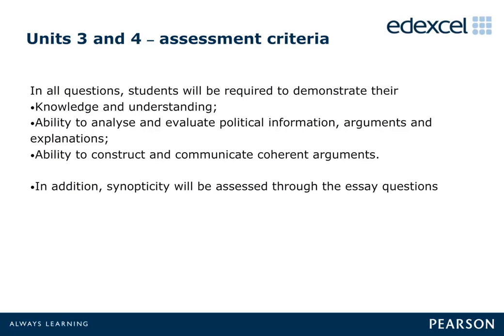Here are the assessment criteria, which are again common to all routes on both papers. The first 3 criteria will be familiar to you from AS: knowledge and understanding, analysis and evaluation, and communication. The 4th criterion, synopticity, may be new to you. It is part of analysis, but is marked separately, and is assessed through the essay questions only. We will look at each of these 4 criteria in turn, and briefly consider how they apply to each of the 4 routes.